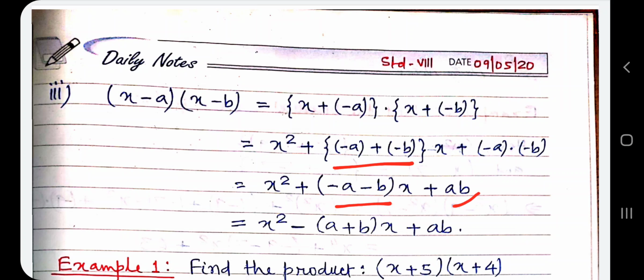So finally we get x square plus, minus is taken common, minus x times a plus b. When minus is taken common, the sign of each term changes. You know the property, when the minus sign is taken common, the sign of each term gets changed. So minus a becomes plus a and minus b becomes plus b. So x square minus a plus b x plus ab. Okay, so these are the three derivatives of the above identity.